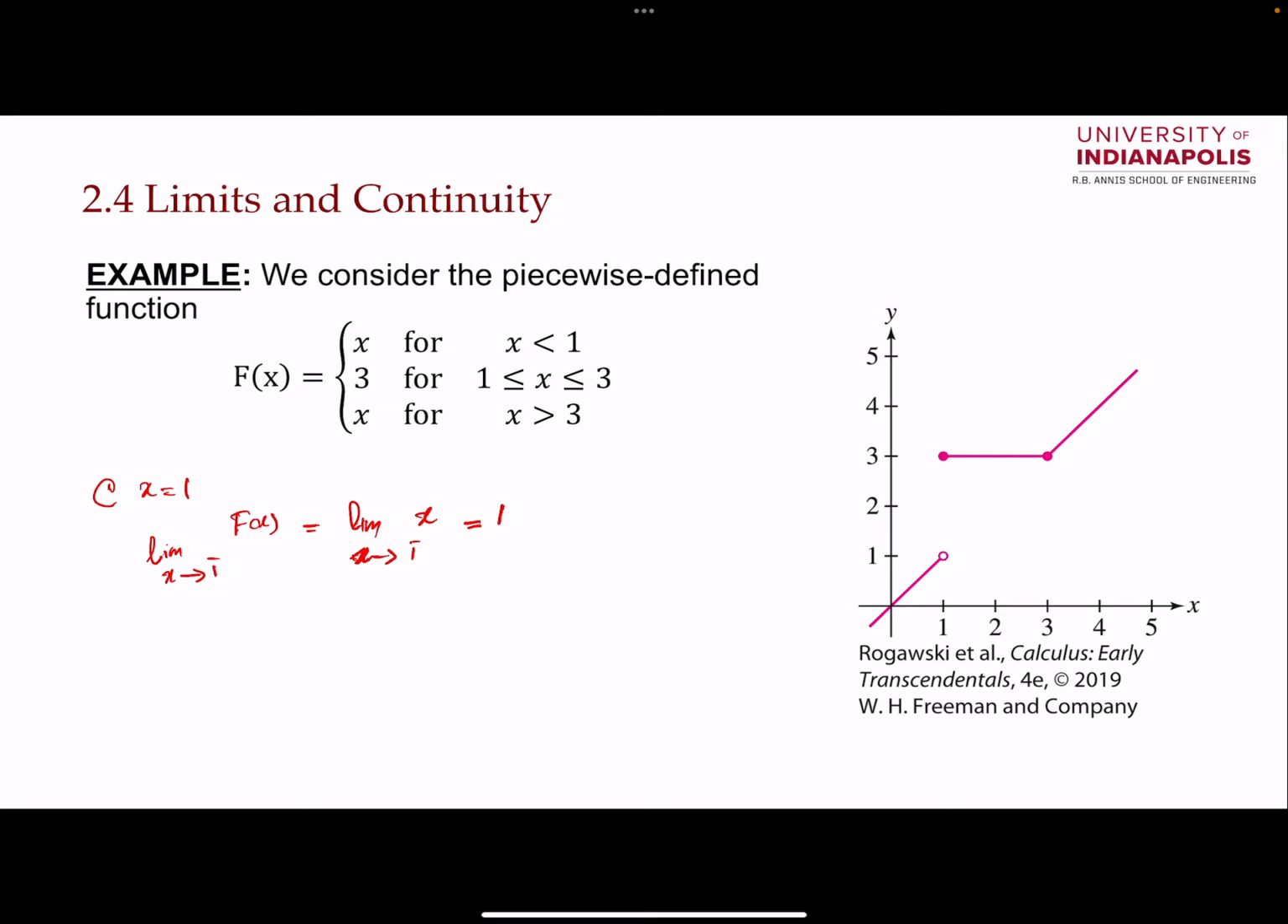Okay, but what is f of 1? f of 1 is equal to, from this definition, 3. So it is not left continuous, because the limit of f of x is 1 and f of 1 is equal to 3. So this is not left continuous.